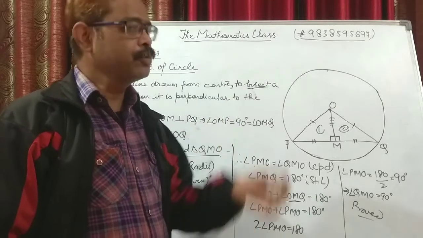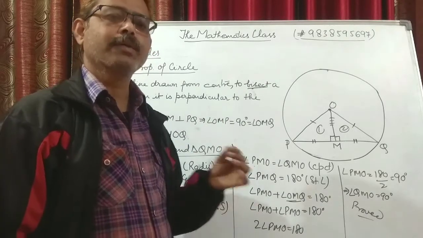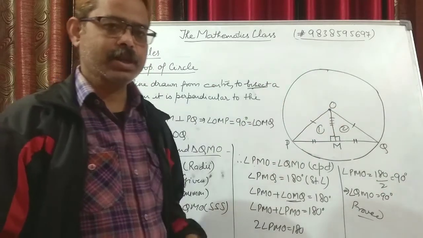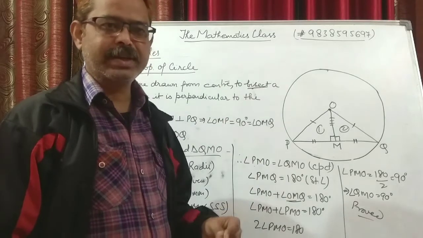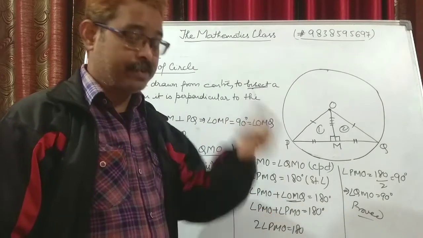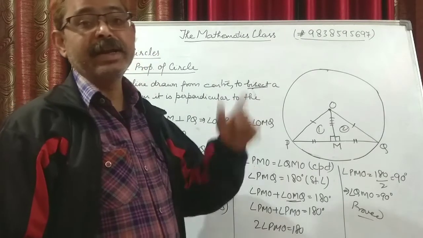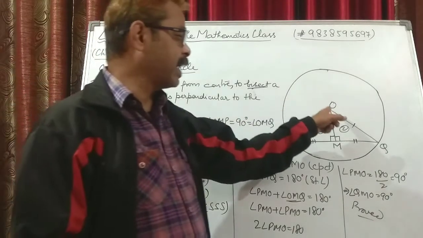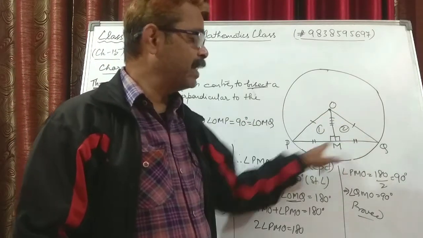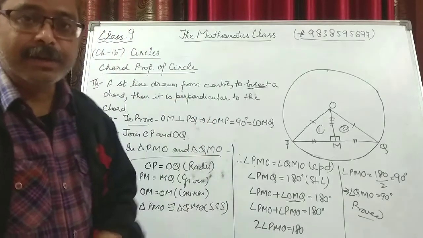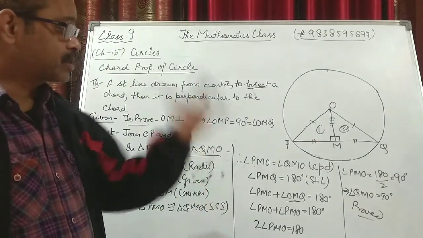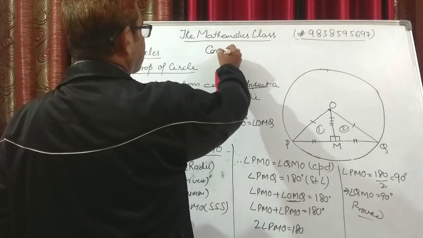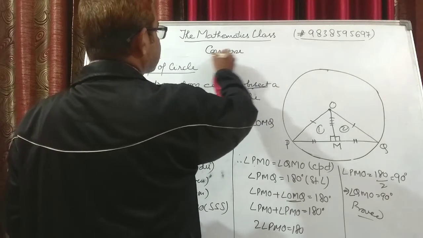This statement you need to remember to solve the questions. Most of the questions are based on the same statement. What is the statement? If a line is drawn from the center and it bisects a chord, then it is perpendicular to the chord, or its converse. What is its converse? If a line from the center is perpendicular to the chord, then it bisects the chord, meaning it's the reciprocal. I'll solve it here only. What is the converse?